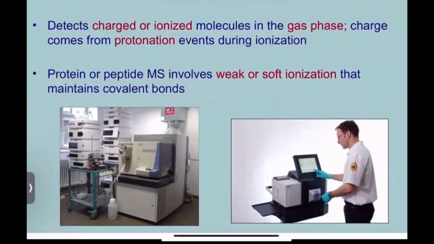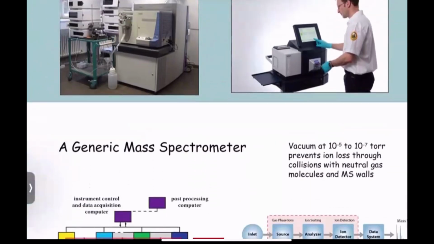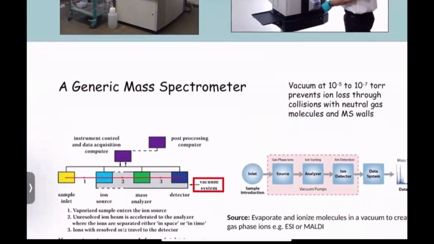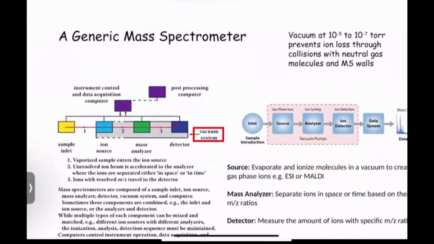In a mass spectrometer, we use protein or peptide samples which involve weak or soft ionization, which means you need to ionize your protein sample first so that you can get the results. This is how a mass spectrometer looks like. Now let's understand how does a mass spectrometer work. There are three components in the mass spectrometer: ion source, mass analyzer, and detector.